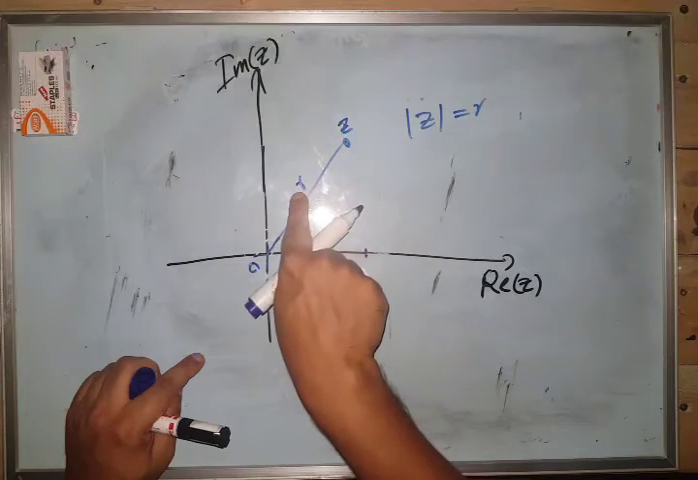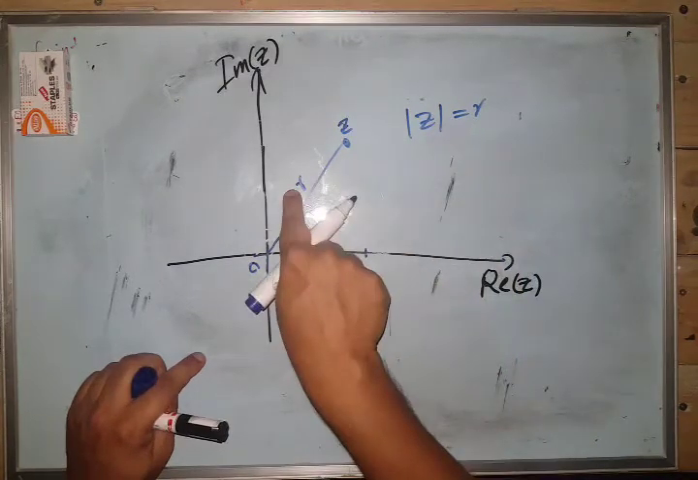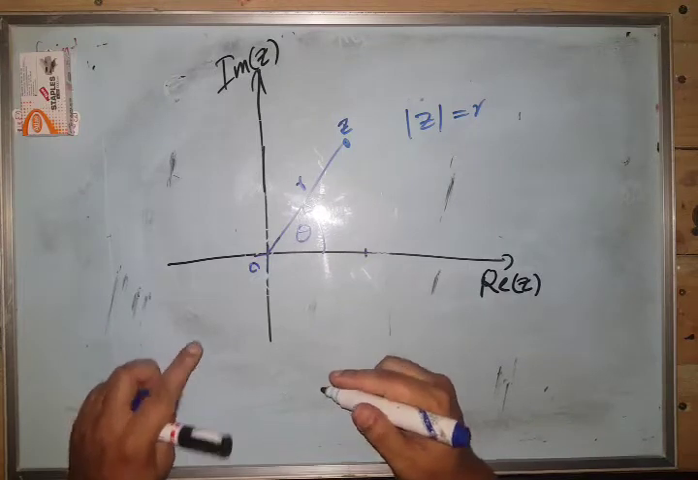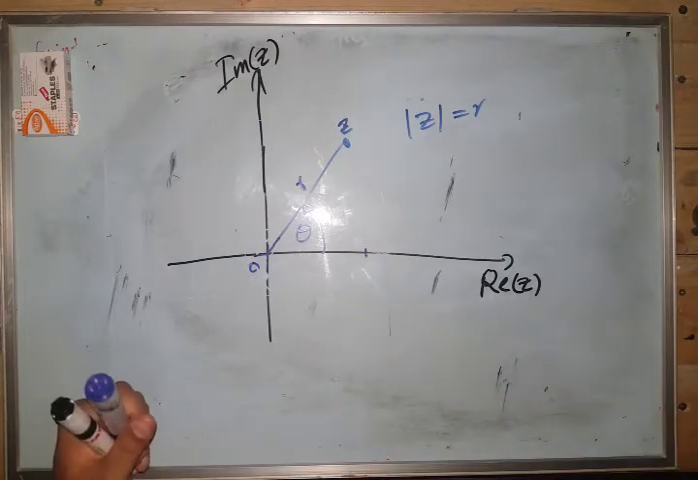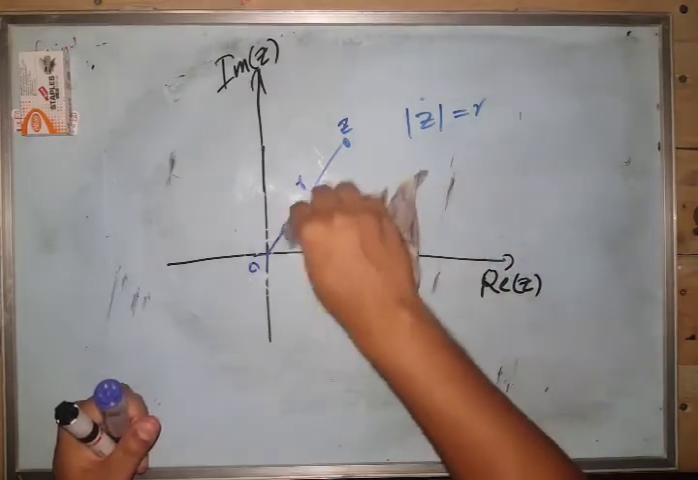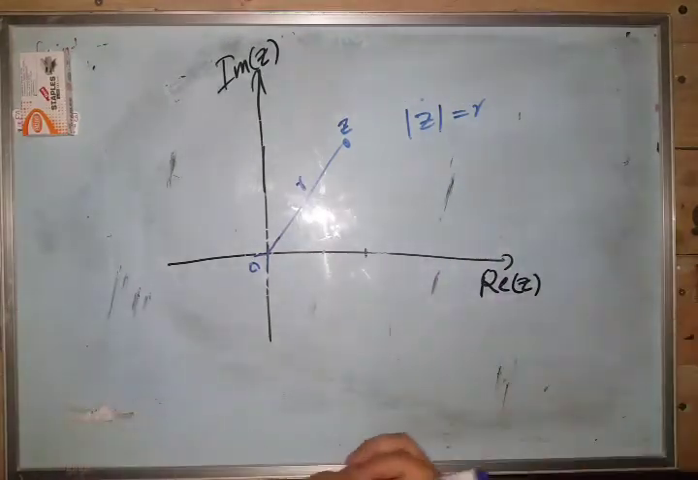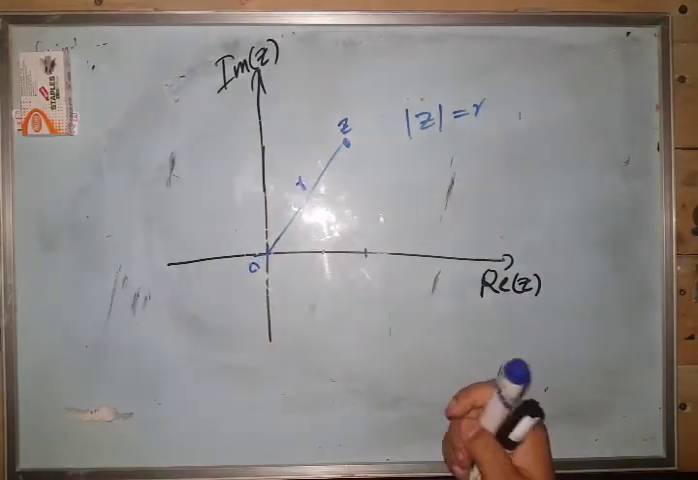R is the modulus, and theta is the argument of a complex number. Now you already know the answer to this. So basically you have to specify r and theta when you are looking at polar coordinates.